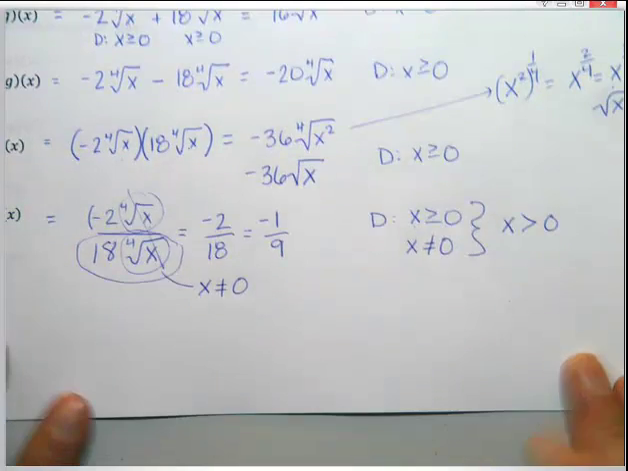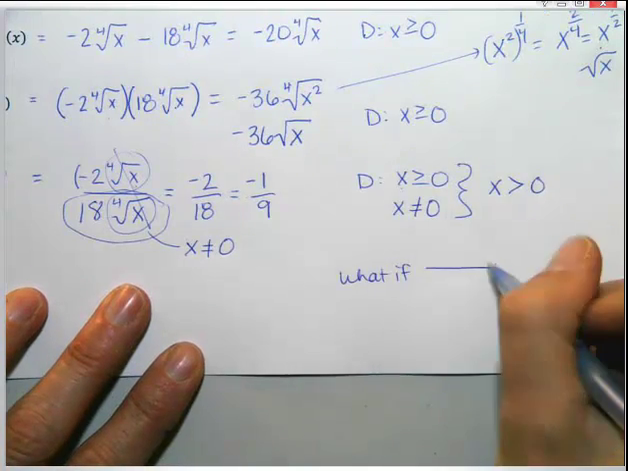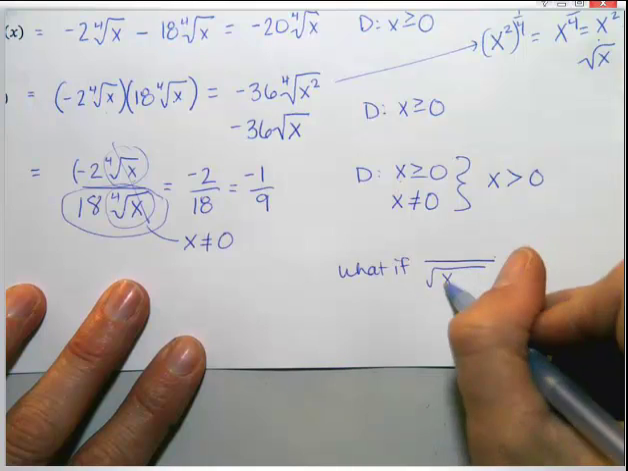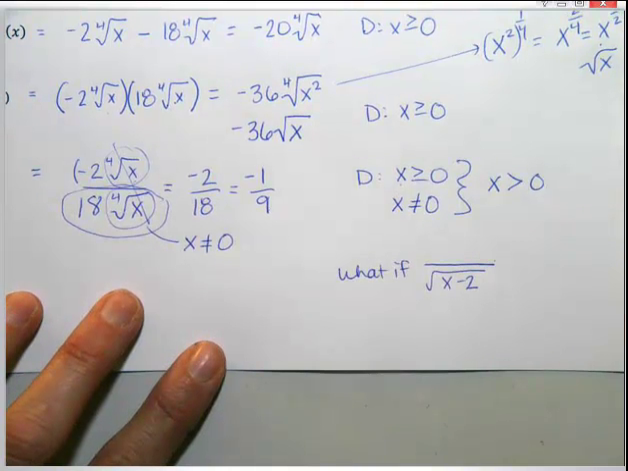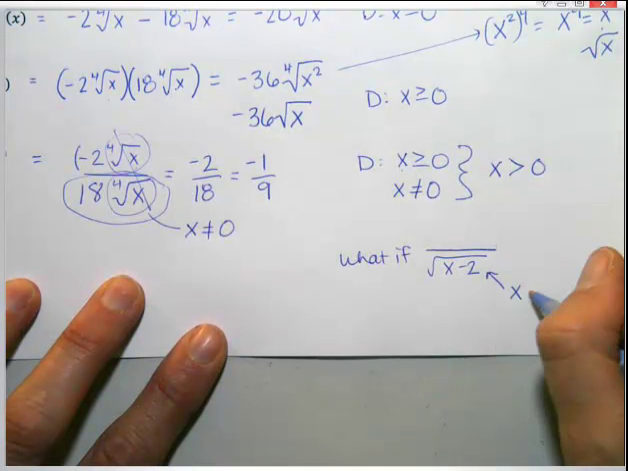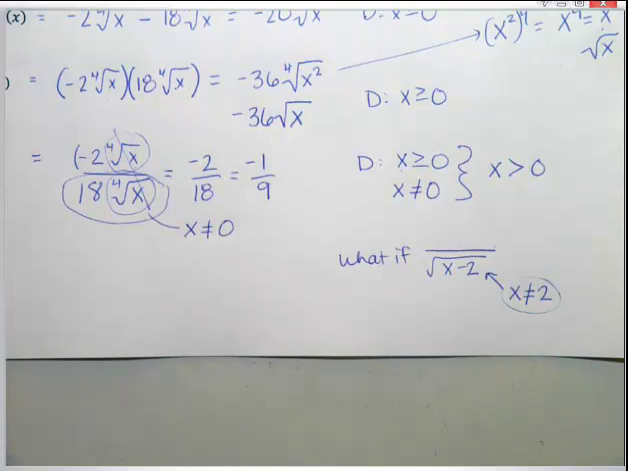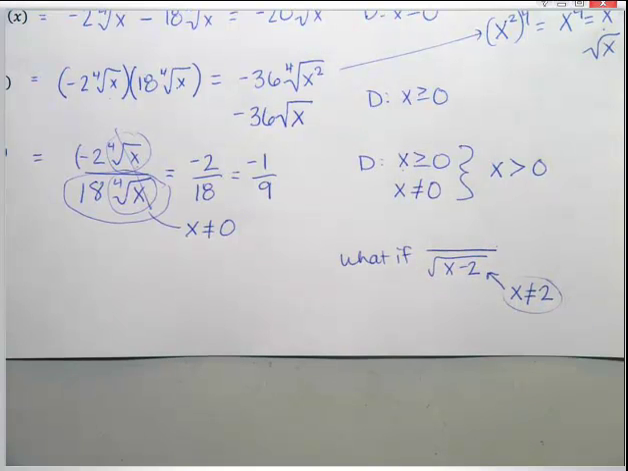Just a side note right here. What if we had, when we divided, something like x minus 2 in the denominator? Well, then what would make that 0 would be if x was 2. So we would say x cannot equal 2 as part of our domain. So just a side note there. So whatever makes the denominator 0 is going to be excluded from our domain.